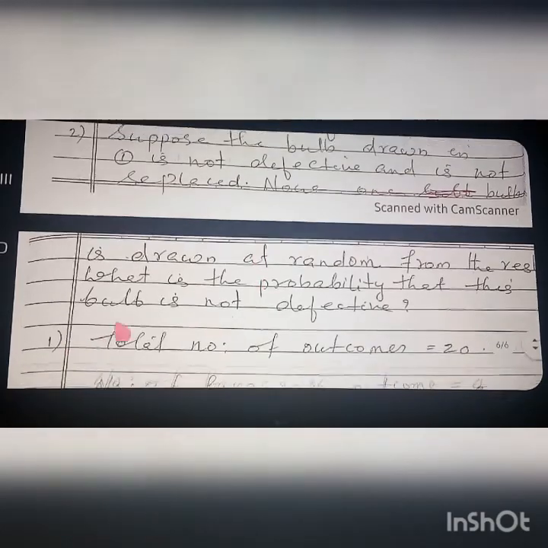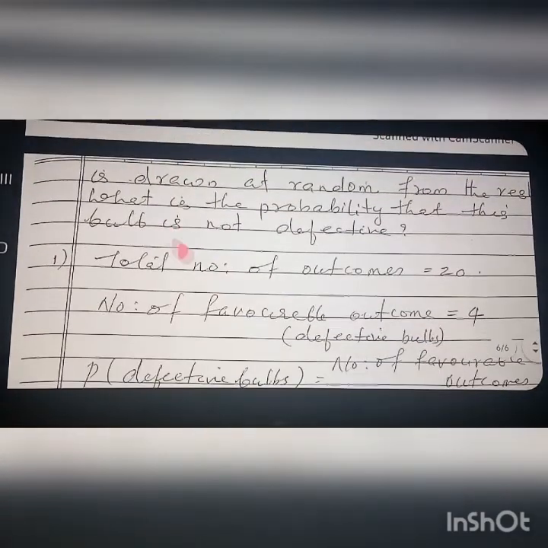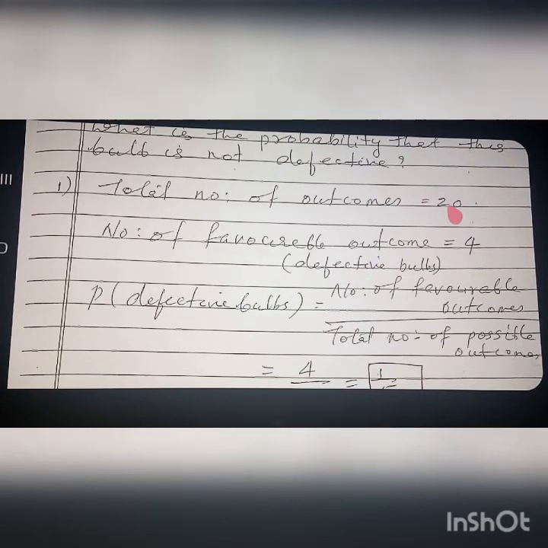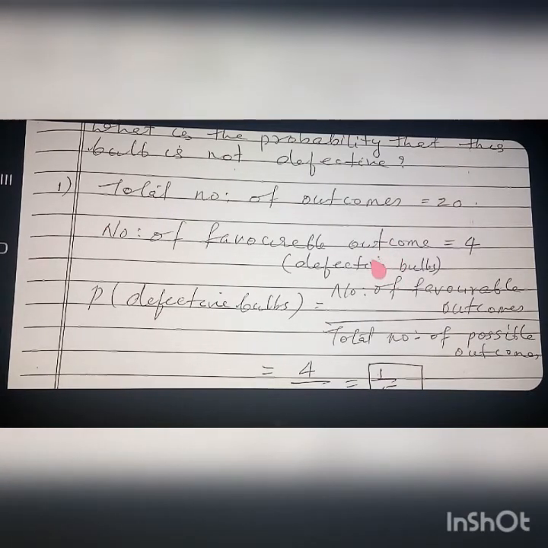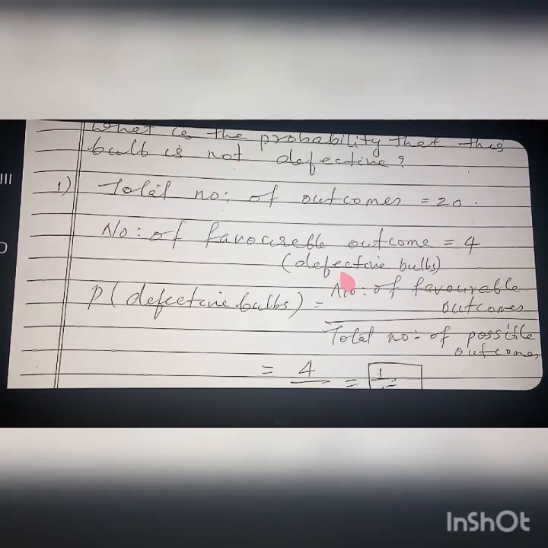See here, first we move to the first question. What is the probability of getting a defective bulb? Total number of outcomes of the experiment, how many? 20, there are 20 bulbs. Favorable outcome means your question is to find the probability of getting a defective bulb. So how many defective bulbs are there? The question gives 4.